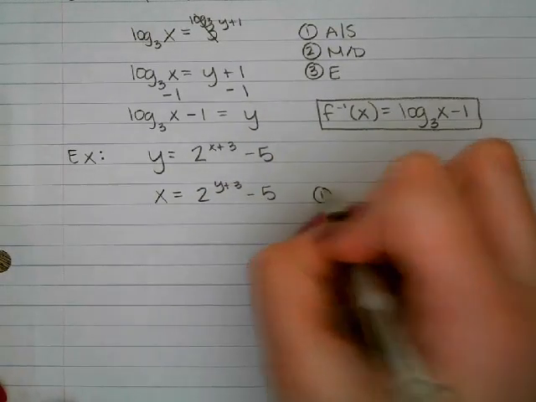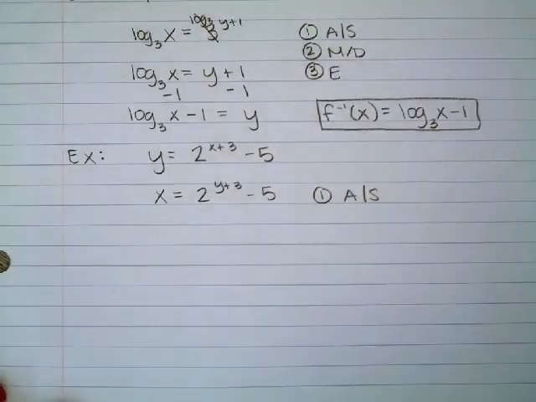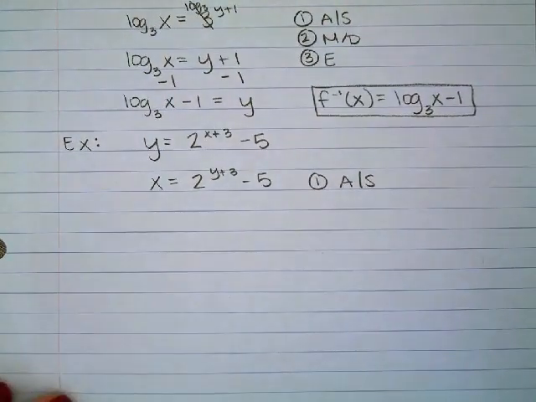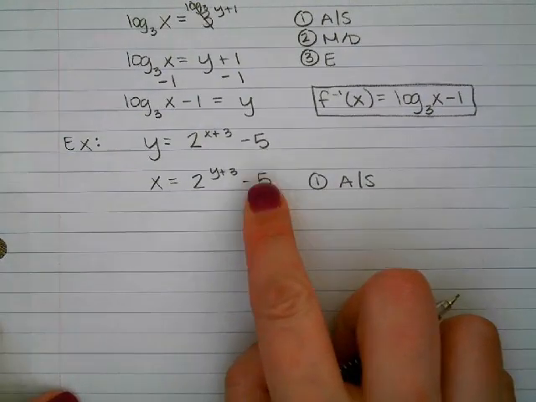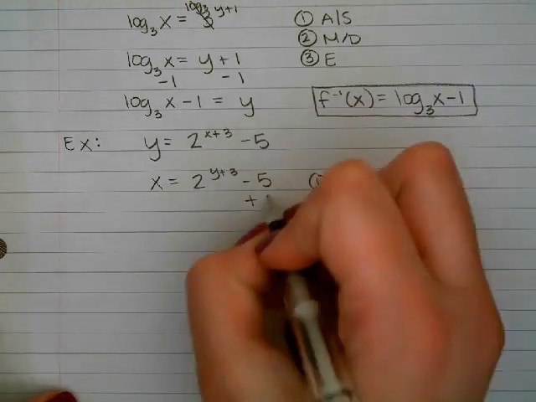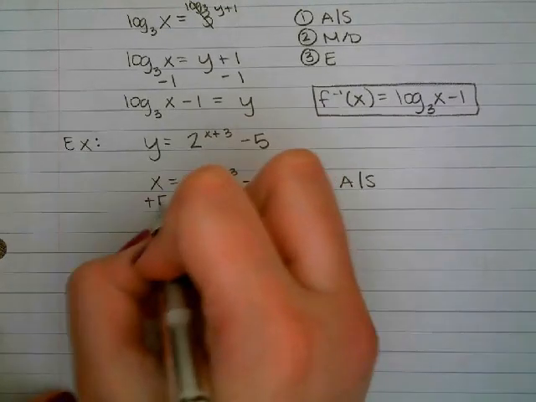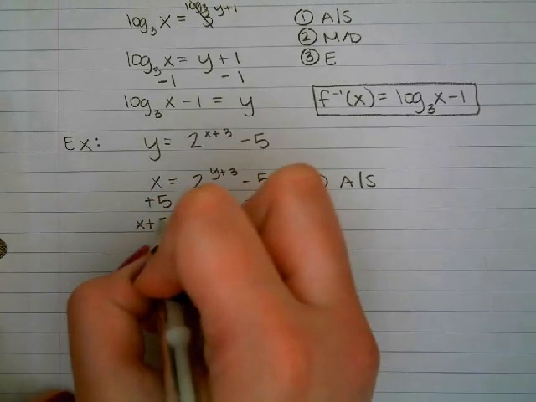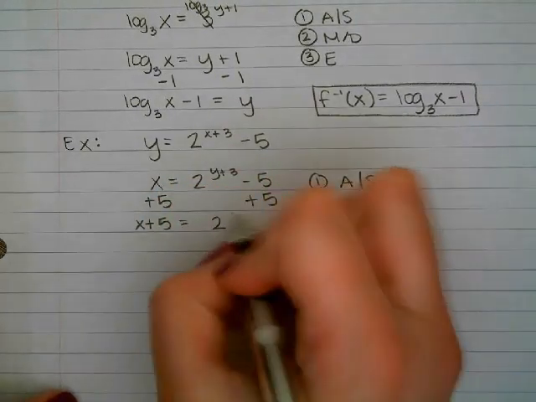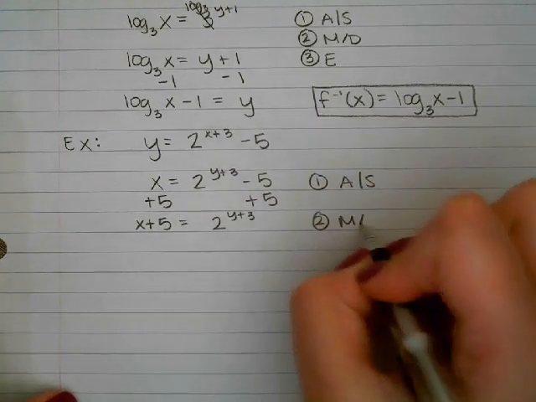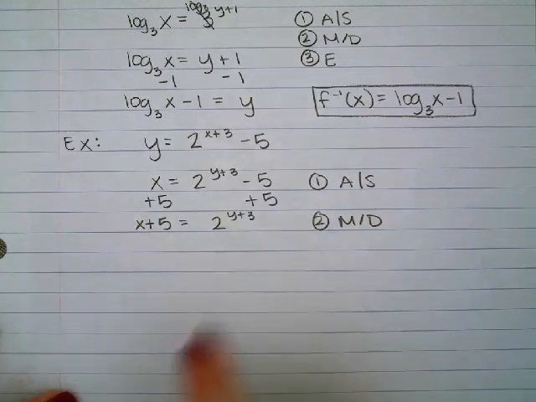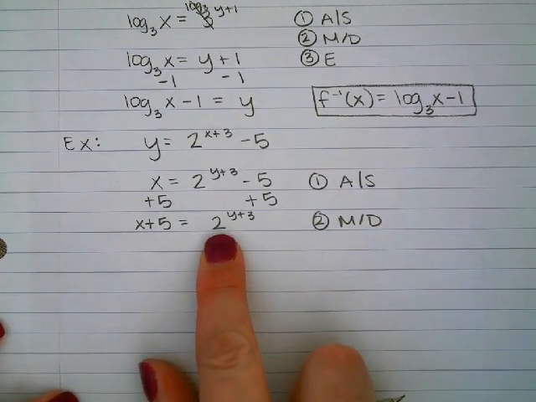First, we're going to see if there's anything we could easily add or subtract to the other side to get the y alone. This time we do have something we could easily move over. It's the 5. Let me go ahead and add 5. So I have x plus 5 equals 2 to the y plus 3. Next, I'm going to see if there's anything I could multiply or divide. Again, students are going to be tempted to divide the 2, but I can't divide the 2. It's a base, and I can't get rid of a base by dividing.